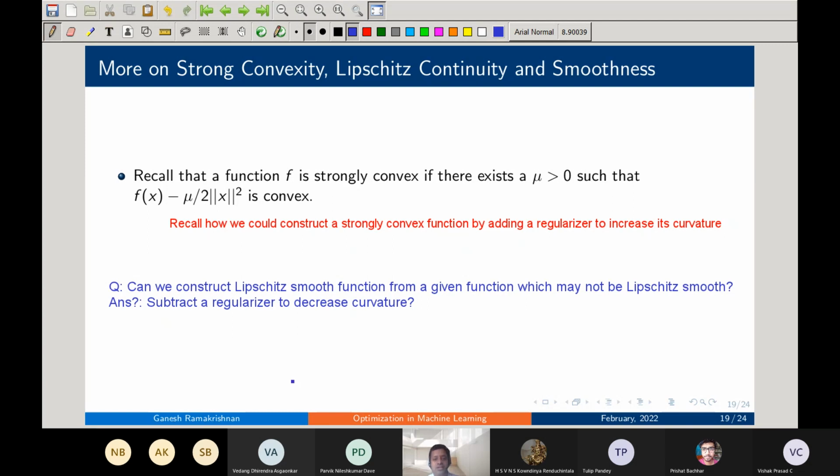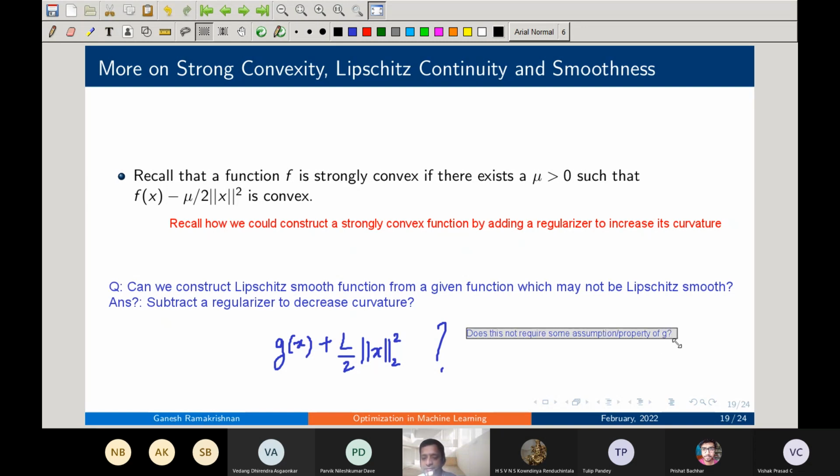You may say, okay, I'll take a g(x), and instead of adding or subtracting mu or whatever, I'll add, say, an L by 2 norm x square. Is this a solution? Does this not require some assumption or property of g? I mean, should g be convex at least? Please help me. It'll be nice if you chip in here.